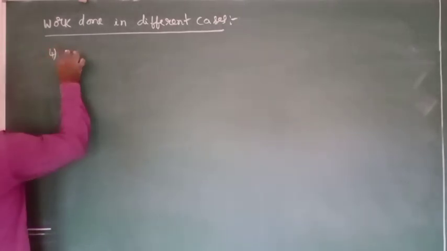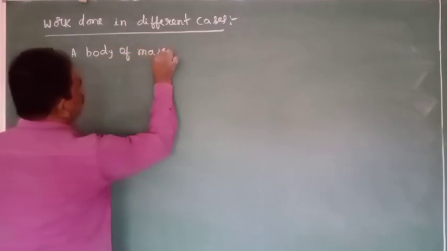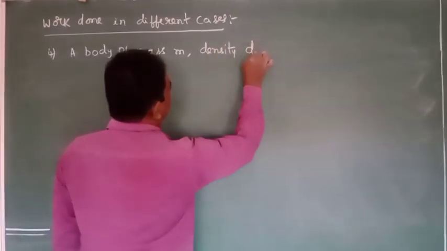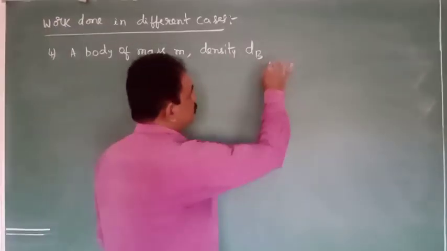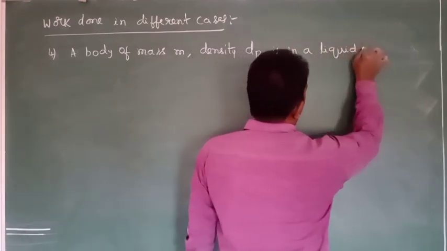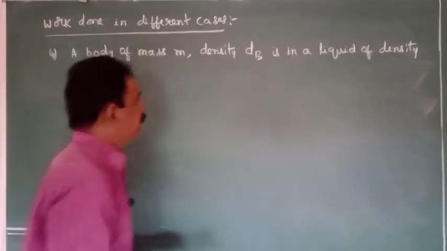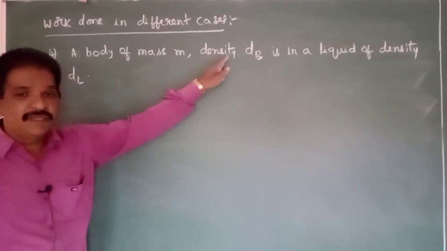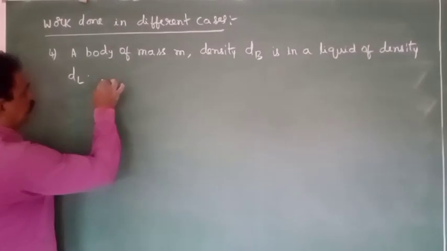Next, fourth one. A body of mass m, density dB. Density of the body, I am assuming it as dB, is in a liquid of density dl. Body mass density is dB. It is in a liquid of density dl.